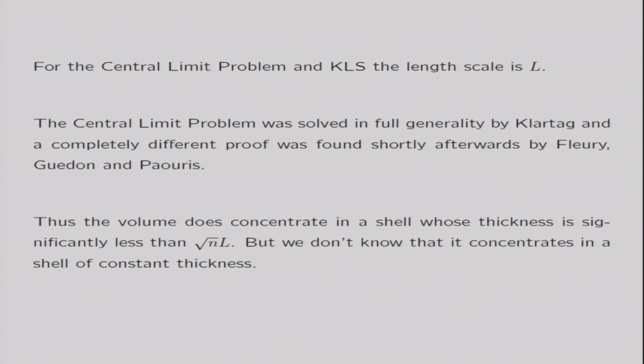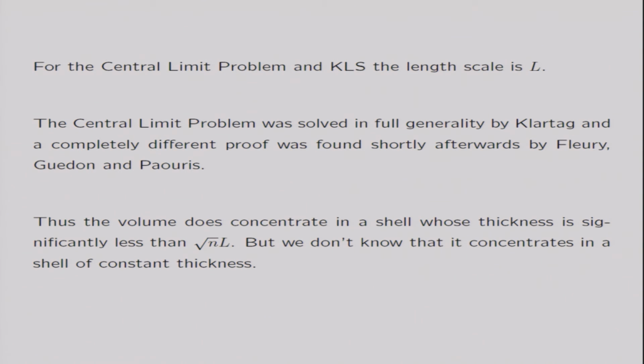For both the central limit problem and KLS, the length scale is this number L, this measure of the variance of the marginals of this uniformly distributed random vector. So both KLS and the central limit problem take for granted that the length scale is L, whereas Bourgain's conjecture says we want to know how big L is. It says L is not too big. So they are, in a sense, separate. Two of them say, whatever L is, we'll use it, even if it's big, whereas Bourgain says, I want to know how big L is. So they appear to be sort of independent.